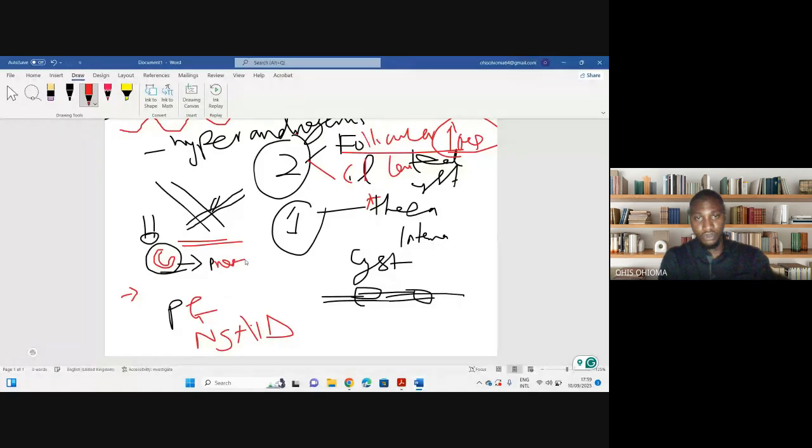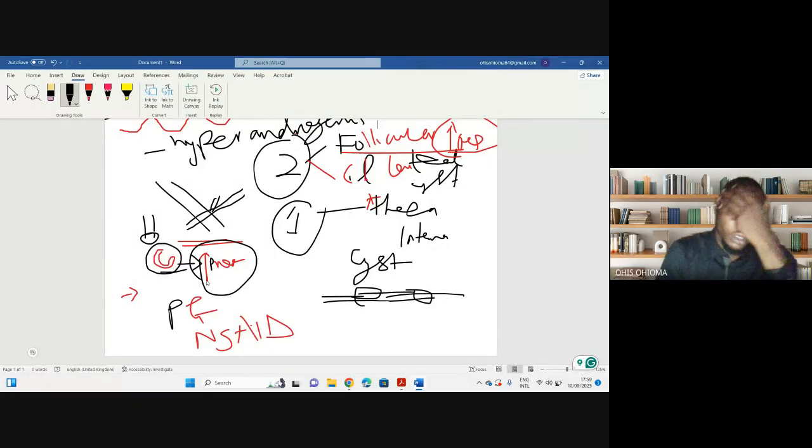So progesterone. So an increase in progesterone. So how do you know it's a corpus luteum cyst? You see an increase in progesterone level, right? When you see that, you should think of corpus luteal cyst.